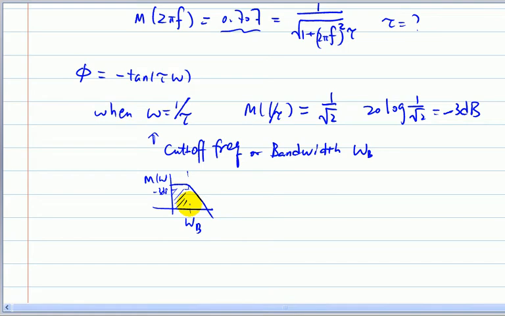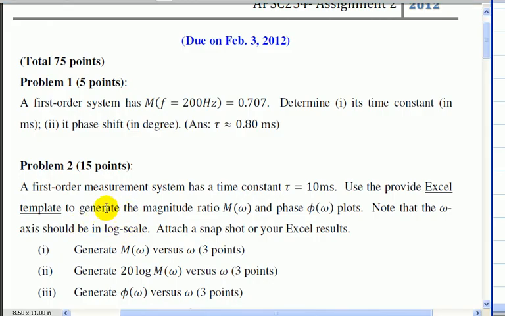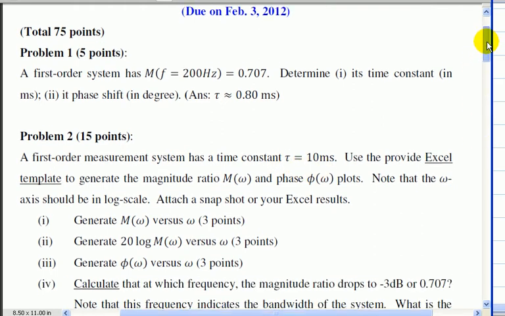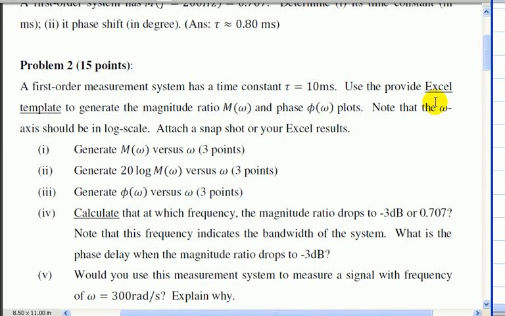The second and third questions are two Excel exercises. The second question is, suppose you have a first order system with a time constant of 10 milliseconds, and I want you to use the provided Excel template to generate plots of M of omega and phi of omega. I need you to generate 3 different plots. One is the plain M of omega versus omega. The second one is 20 log M of omega versus omega. The last one is phi of omega versus omega.